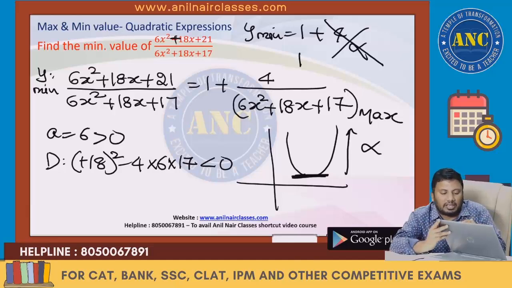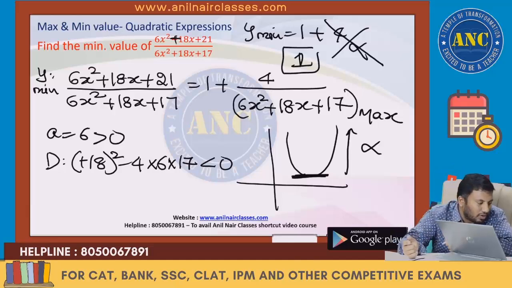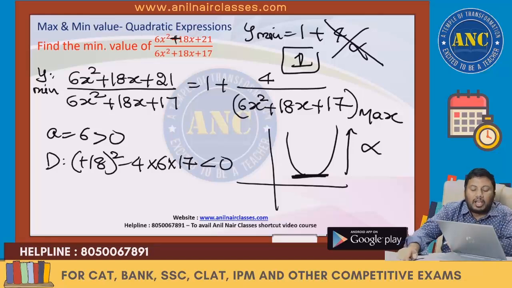4 by infinite tends to 0. So the answer is 1. I hope it is clear.